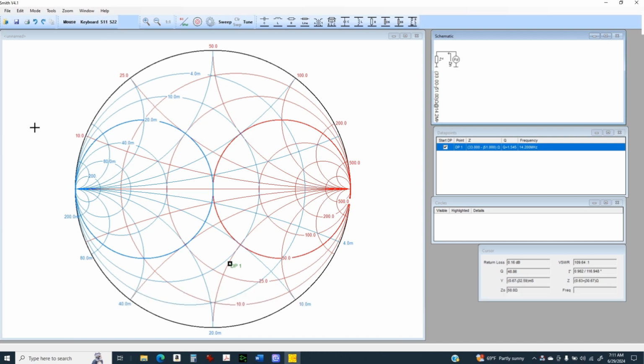Now, that point should be in a familiar space to us. That's the area where we've been working all along. In this software, I don't have to denormalize. I just put in the actual measured values that we would get from our analyzer. So in this case, I put in the 33 and the minus 51.